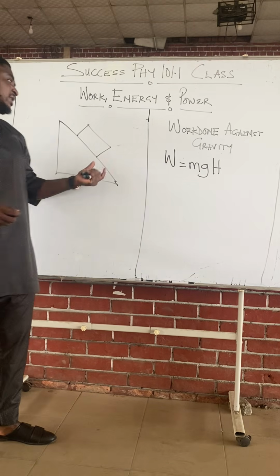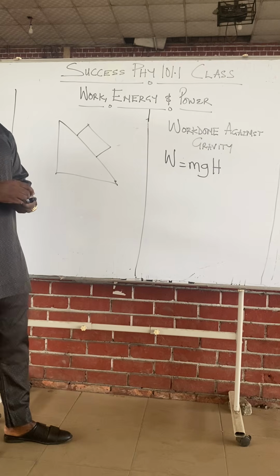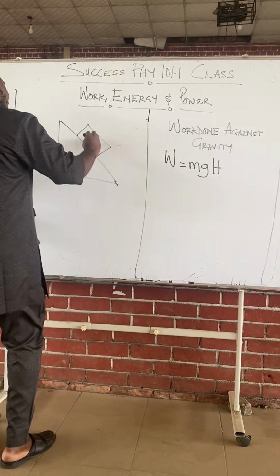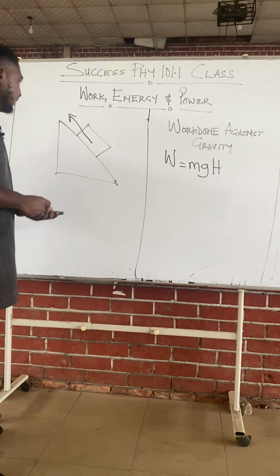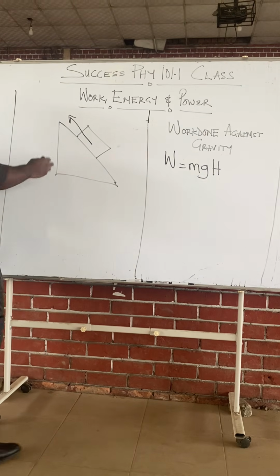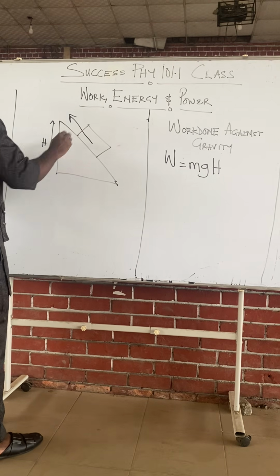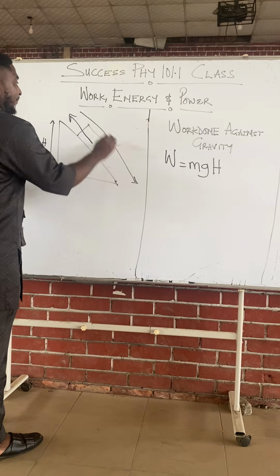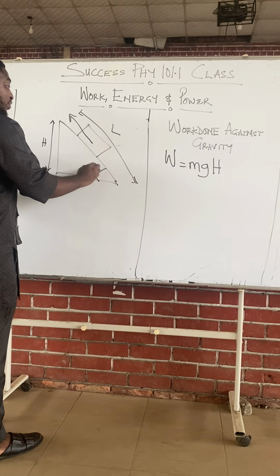Class, this work done is actually the body being put up against gravity, because we're looking for the work done in pulling this body up an inclined plane. Class, we must consider the height, also the length of the plane, L. And this inclined plane has an angle theta to the horizontal, class.